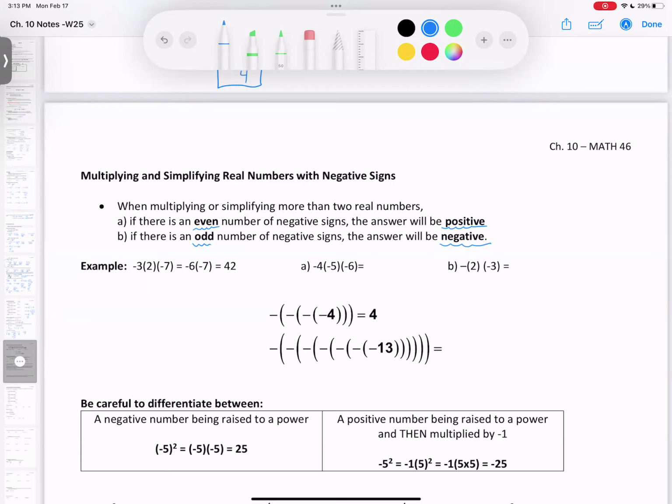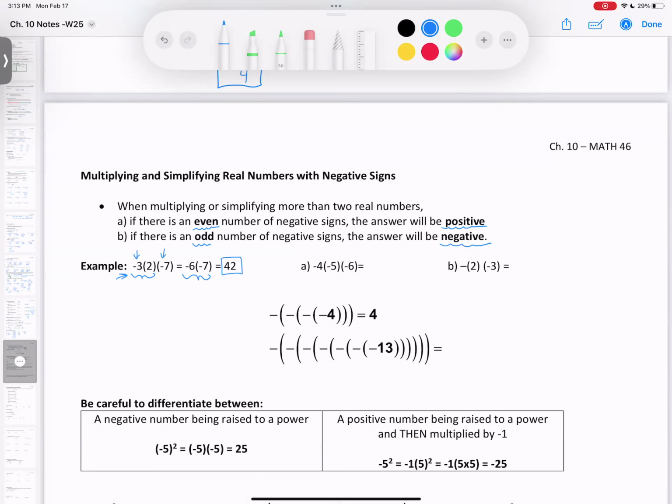So for example, we've got 3 numbers we're multiplying right over here. We're going to go left to right. So negative 3 times 2 gives us negative 6. Now we've got negative 6 times negative 7, and that gives us 42. And if we take a look at it, we had 1, 2 negative signs in our question, so an even number of negative signs, which explains why we ended up with a positive result here.